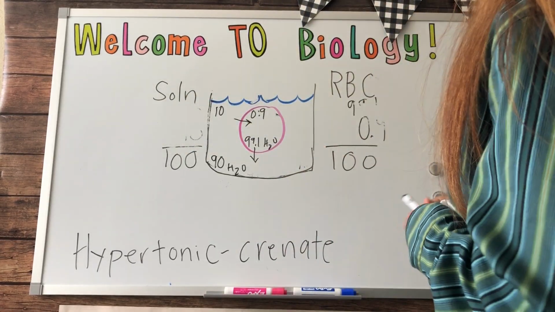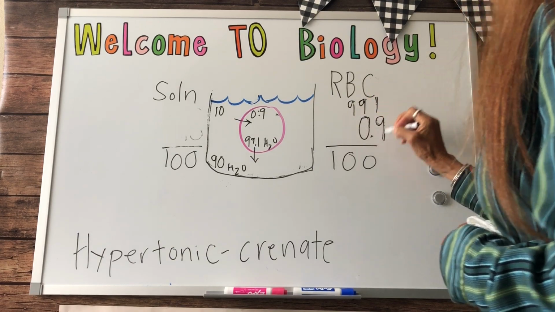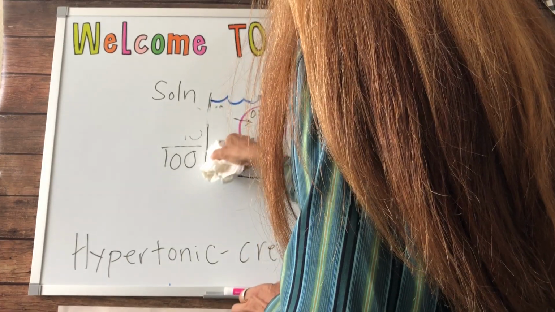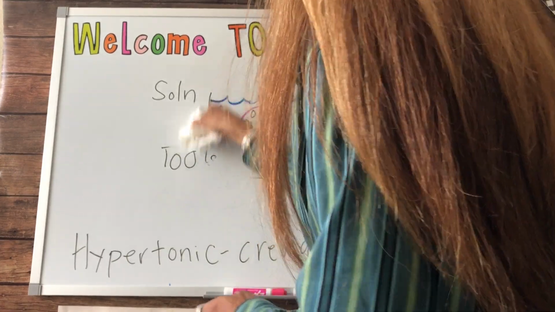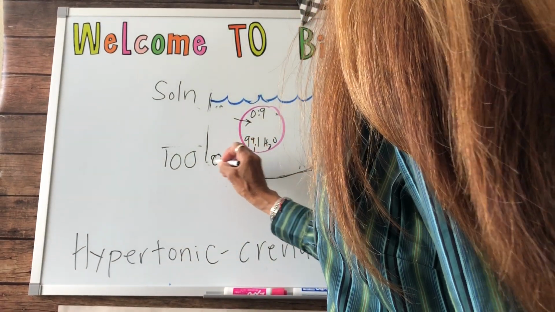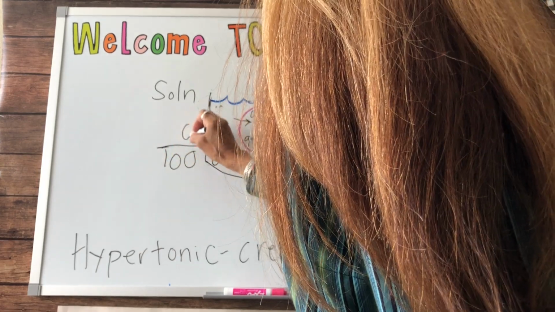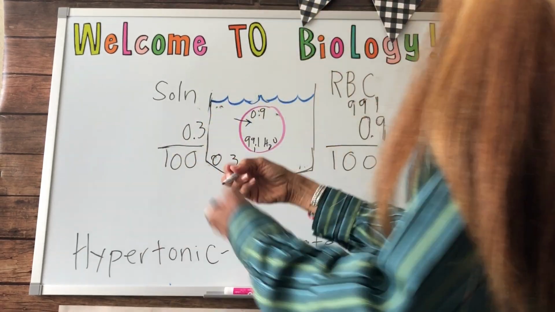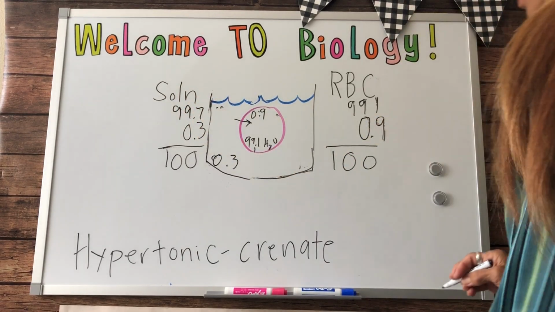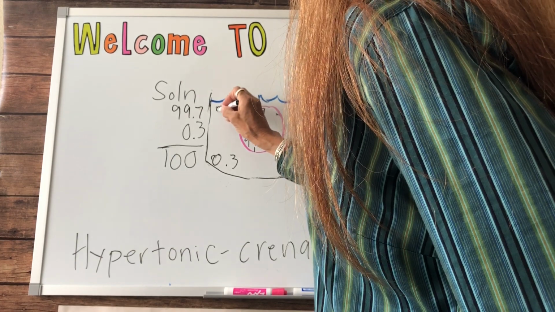Okay, the next problem, we're going to use the same setup here. We don't even need to change the red blood cell, because that's not going to change. It's always going to be the same. Okay, so over here, we're going to change the solution. And this time we're going to add it to a 0.3% salt solution. So I would put 0.3. We'd calculate the water here would be 99.7. And then I would ask you, which way would the water go? Okay, so 99.7.